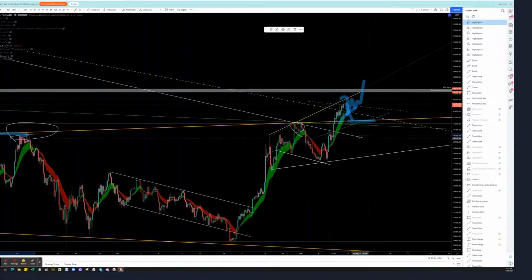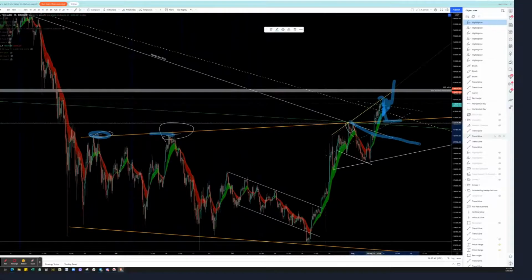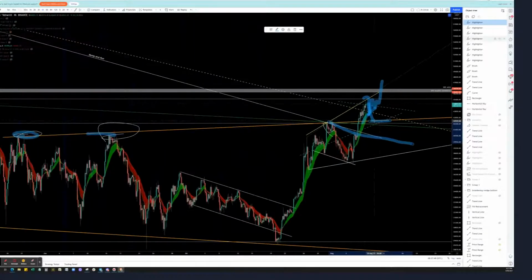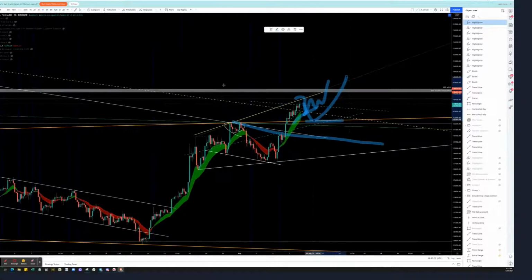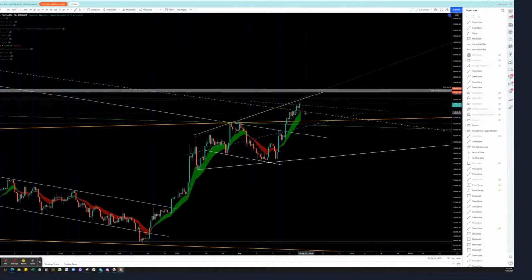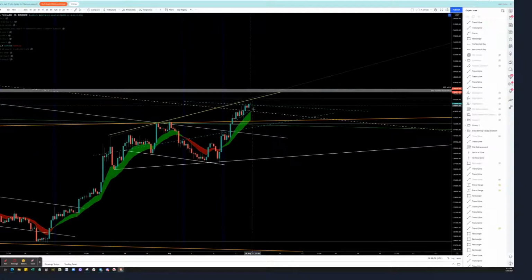If it was to come down and test this, that would be unlikely because that fib level is significant and that trend line is significant. So 42 and a half is pretty strong support, and I think it will just go up from that point onwards. For the time being, I'll use this green ribbon, and then we'll look at the MACD.